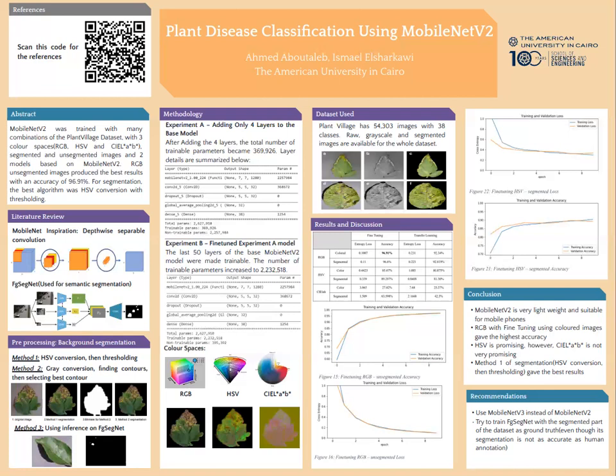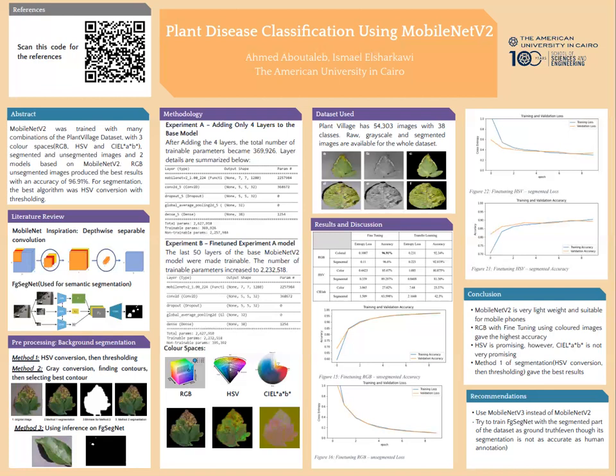MobileNet version 2 was trained with many combinations of PlantVillage datasets with 3 color spaces, RGB, HSV, and CIE Lab, segmented and unsegmented images, and 2 models based on MobileNetV2. RGB unsegmented images produced the best results with an accuracy of 96.91%. For segmentation, the best algorithm was HSV conversion with thresholding.